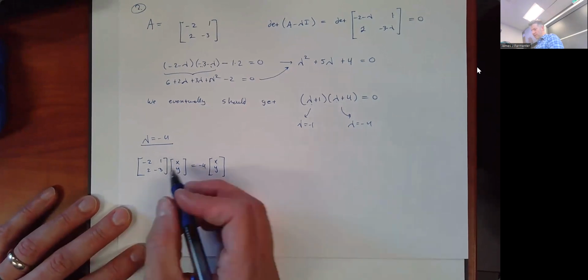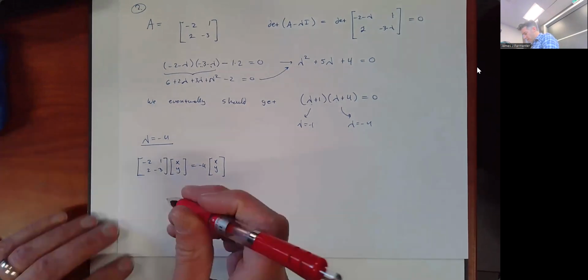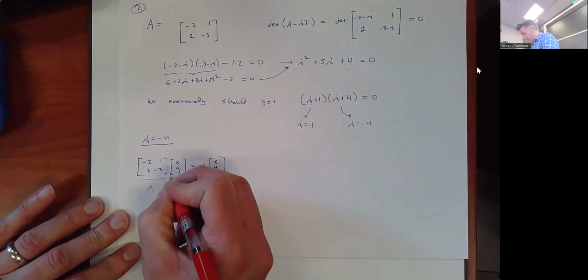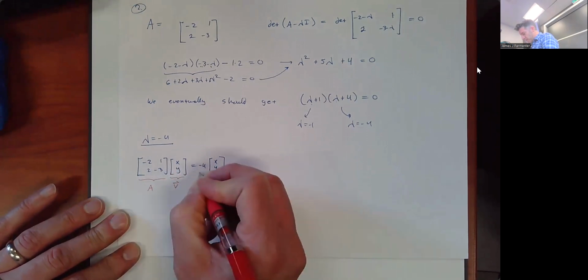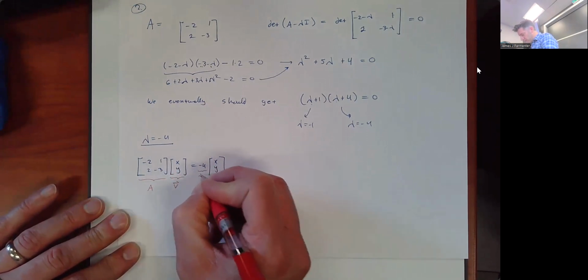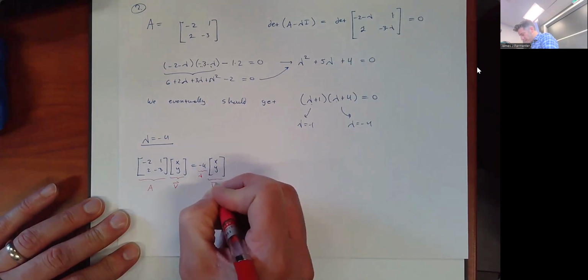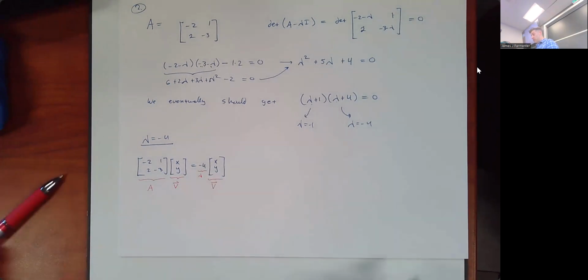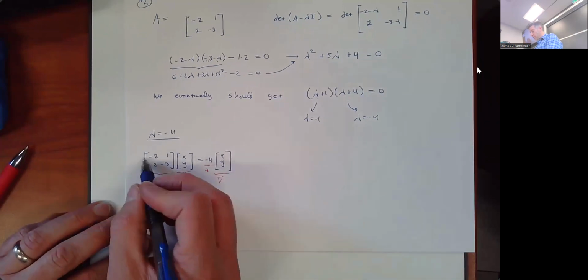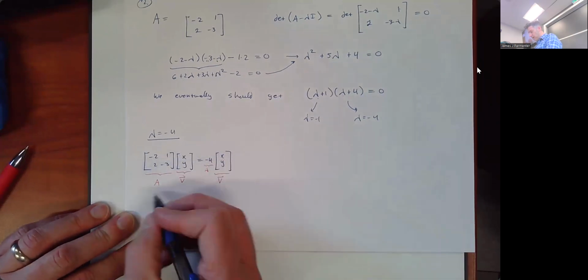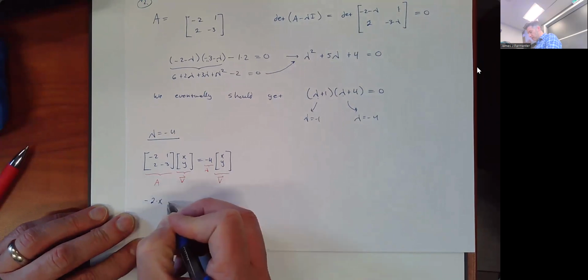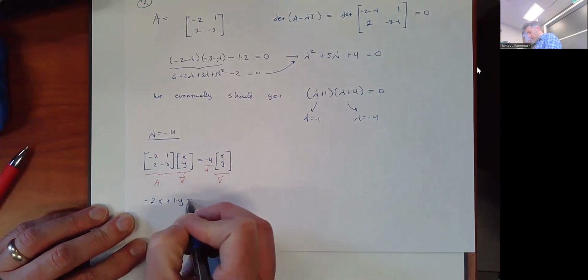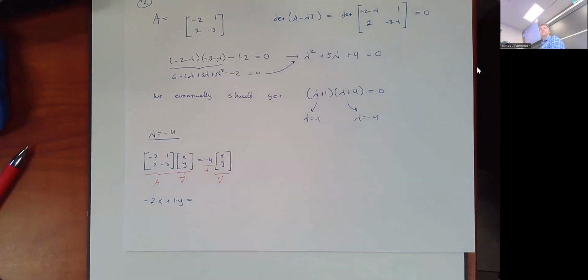Let's write it out. You have A times your eigenvector equal to lambda times your eigenvector. Again, let's use the first row. The first row is -2, 1 dotted with x, y. It's -2 times x plus 1 times y. And what should that be equal to? -4, -4x, or -4y?